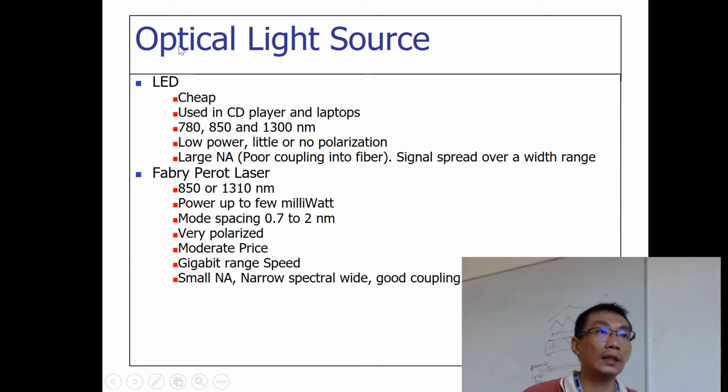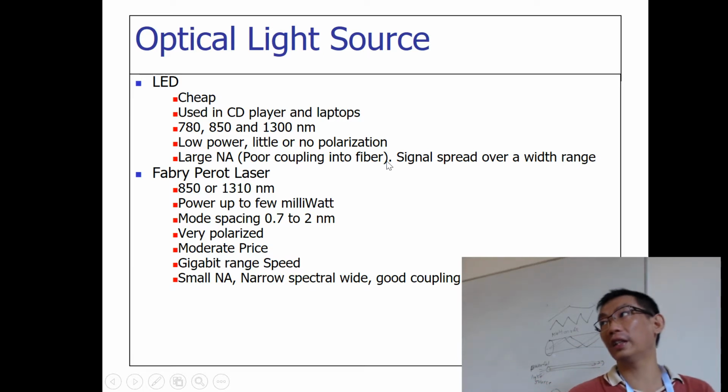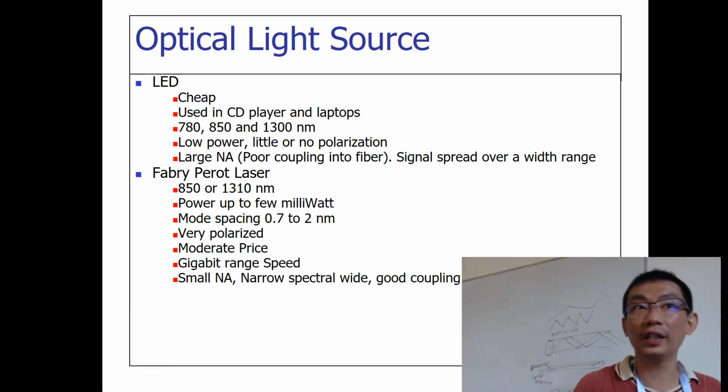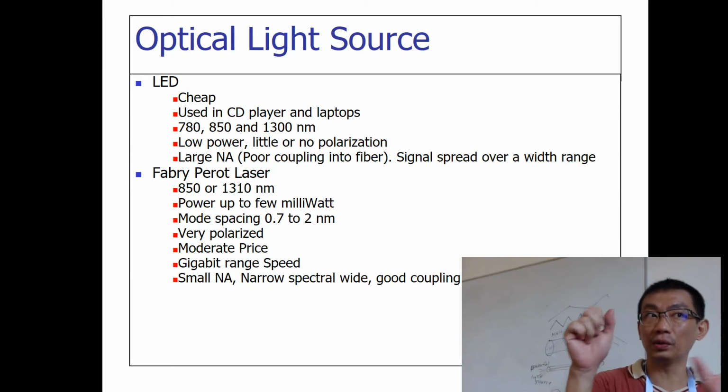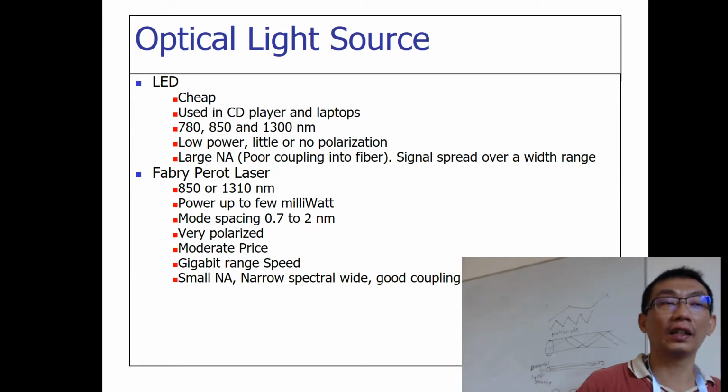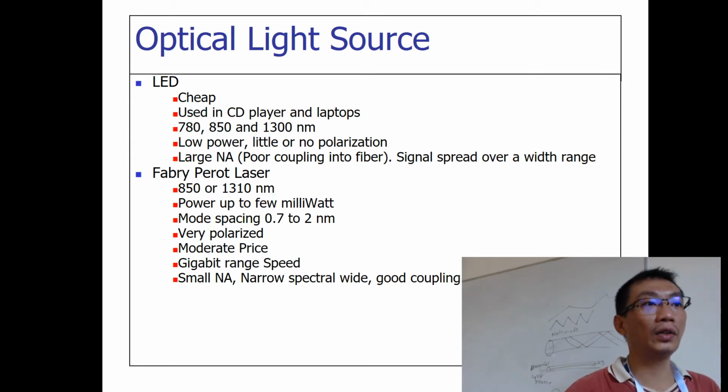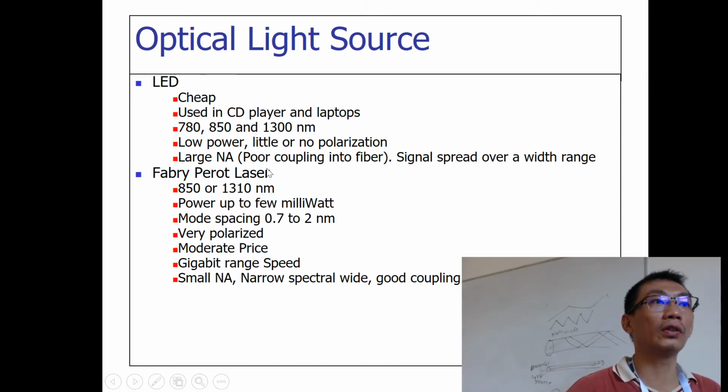So these are the types of optical source. You can use LED, normally used in a CD player or laptop. This is the wavelength that is used by LED. It's low power, and it has a large numerical aperture, so poor coupling into the fiber. Because you use LED, all the light is spread out, so it's quite difficult to put the light inside the fiber.